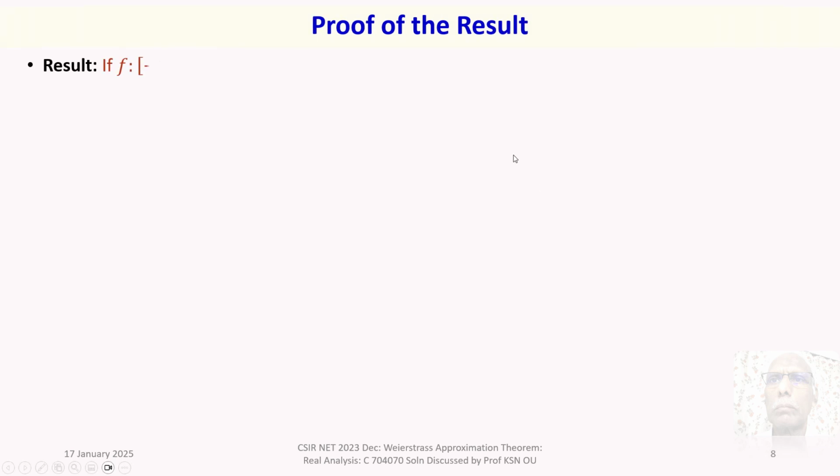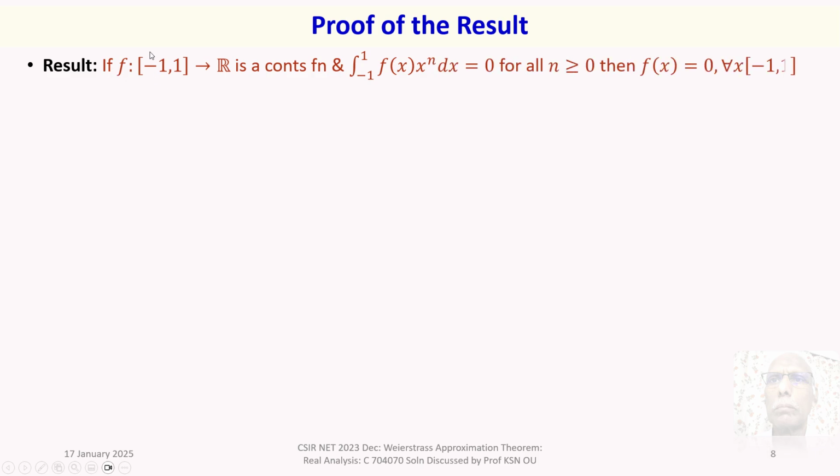So, the proof of the result. What's the result? If f is a function from minus 1 to plus 1 into R, a real valued function defined on minus 1 to plus 1, and it is a continuous function, and the integral from minus 1 to plus 1 of f(x) x to the power n dx is equal to 0 for all n greater than or equal to 0, then f(x) is 0 for all x belonging to the closed and bounded interval minus 1 to plus 1. This is the result we have used.